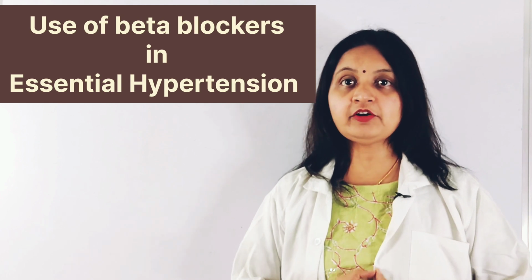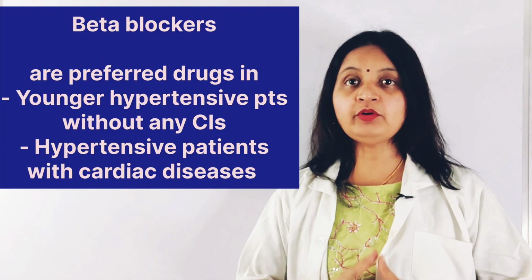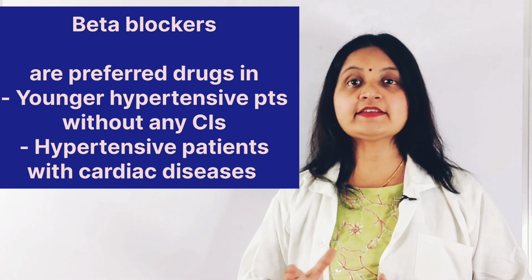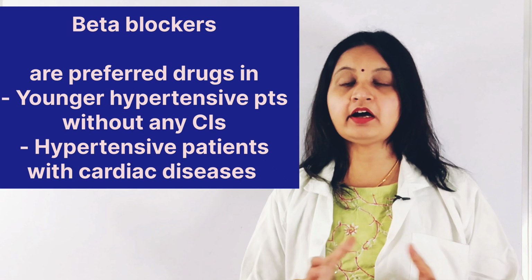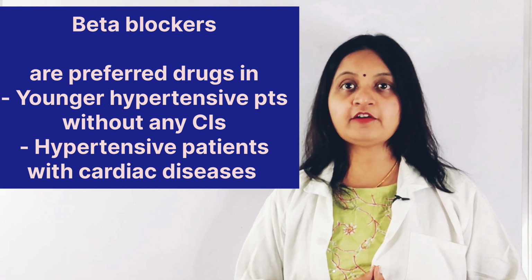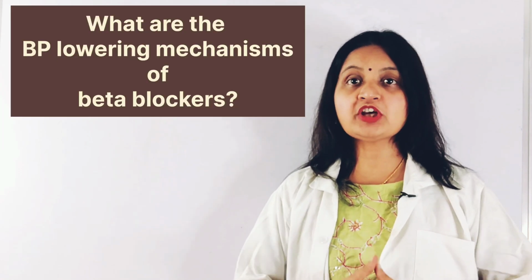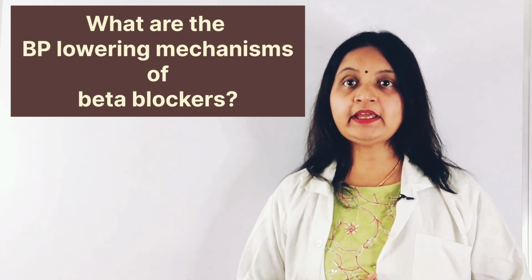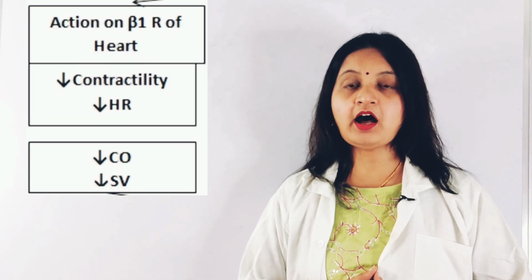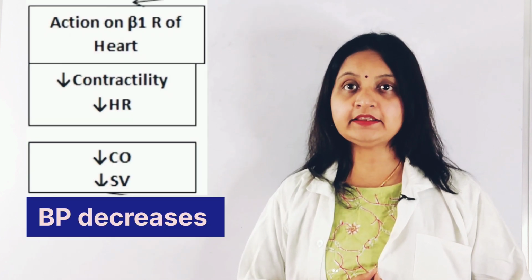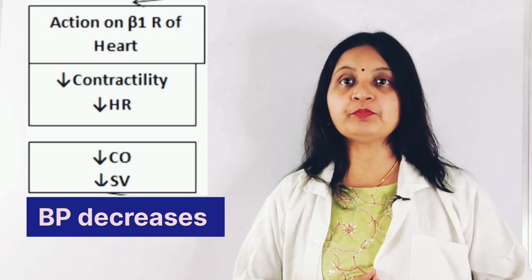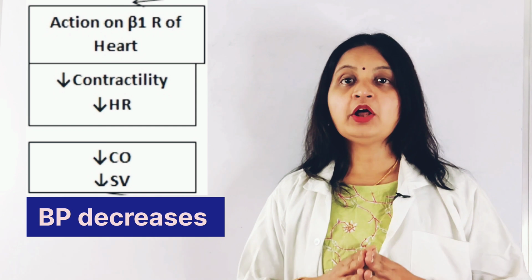Use of beta blockers in essential hypertension. Beta blockers are preferred drugs in younger individuals without any contraindications and in hypertensive patients with cardiovascular diseases such as angina, myocardial infarction or congestive heart failure. What are the blood pressure lowering mechanisms of beta blockers? Beta blockers, by blocking the beta-1 receptors of the heart, decrease the contractility and the heart rate, thereby decreasing the stroke volume and cardiac output, which is responsible for fall in blood pressure.